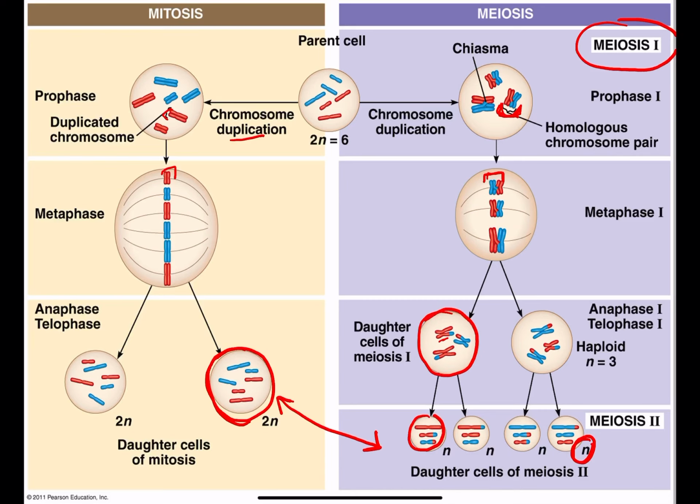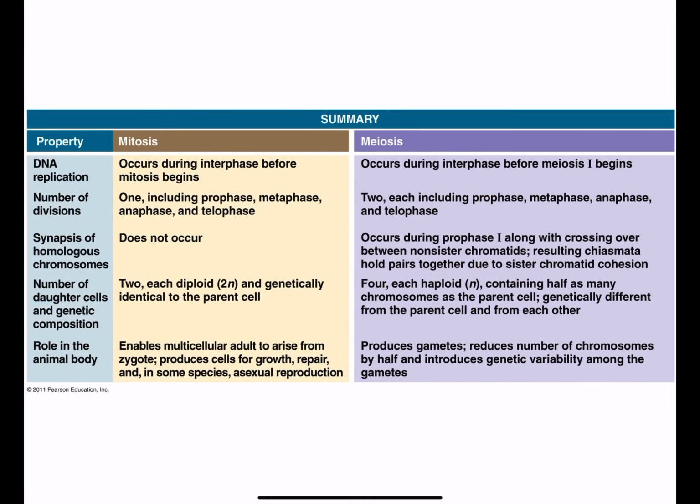That's important. That's something that you could see on an AP exam. N is a haploid number. 2N would then be the diploid number. So for us, we would say 2N equals 46. N equals 23. That's for humans, because our diploid number is 46 chromosomes. So 2N equals 46. N equals 23. That's important. This just again summarizes the differences between meiosis and mitosis.